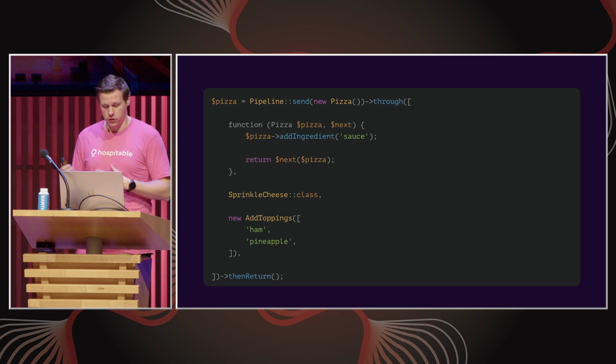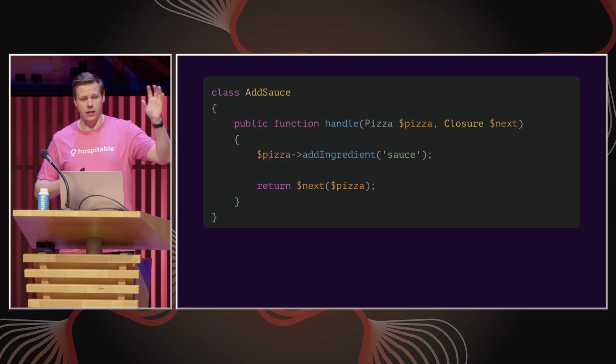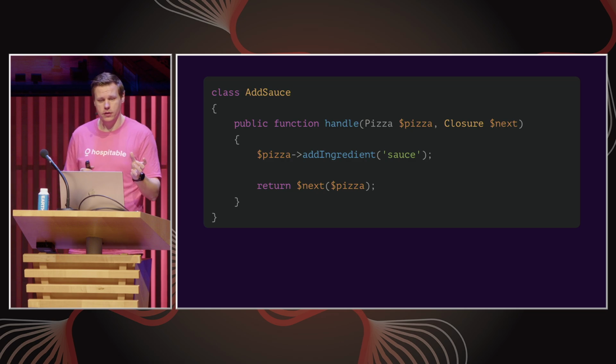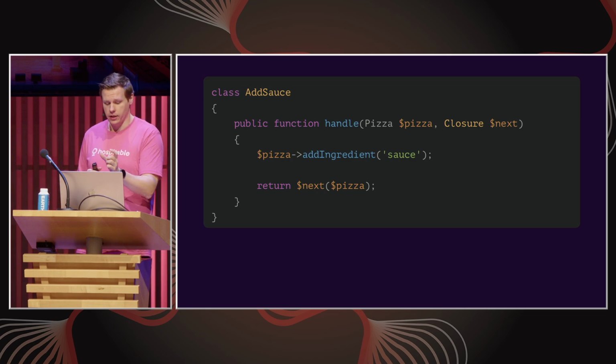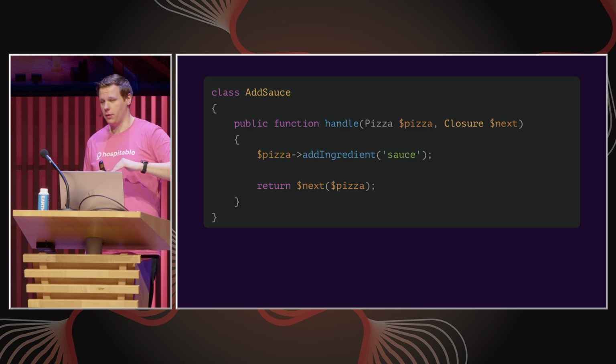And then finally, you will return it. So if we look at one of these pipe classes, you can see here that we have a basic class. It doesn't extend anything. It has a handle method. The first argument is the subject that it gets. And the second argument is the closure, which is called next. Then we perform our action on our pipe, or in this case, our object. We do something there. And then we return next with the object again.